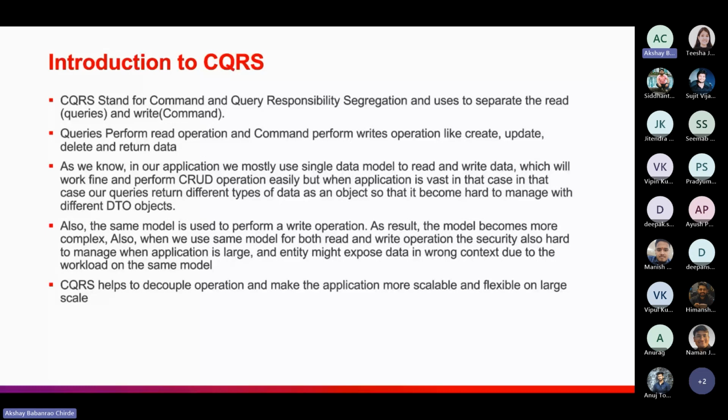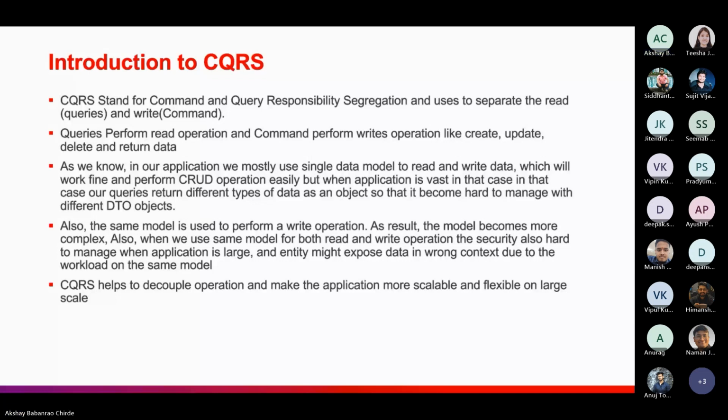But when we perform CRUD operations and the application is large, our queries return different types of data as objects, so it can become hard to manage the different data objects. Also, the same model is used to perform the write operation, as a result the model becomes more complex. And when we use the same model for both read and write operations, security is also hard to manage when the application is large, and the entity might expose the data in the wrong context due to the workload on the same model. CQRS helps to decouple the operations and makes the application more scalable and flexible on large-scale applications.